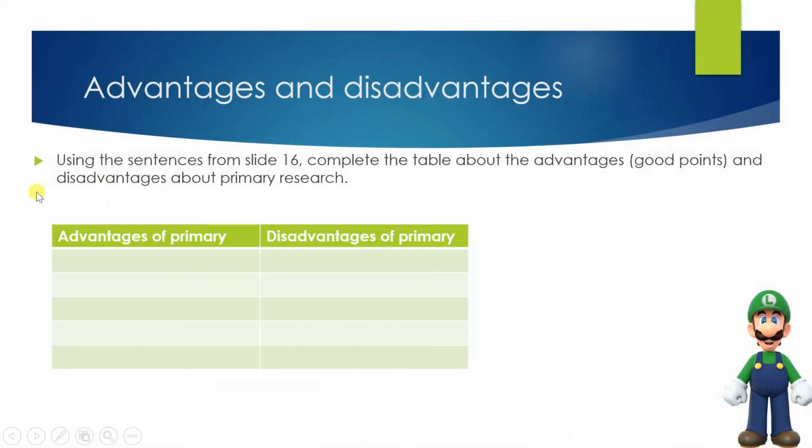Advantages and disadvantages, the good and the bad points. Using the sentences from slide 16, yes, the writing's been done, so you can copy and paste from this particular slide. Complete the table about the advantages, the good points, and the disadvantages, the bad points on primary research. Go to slide 16, select your sentence, copy it, and come back and paste it in the relevant column here.